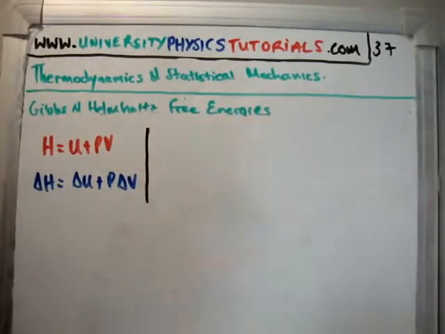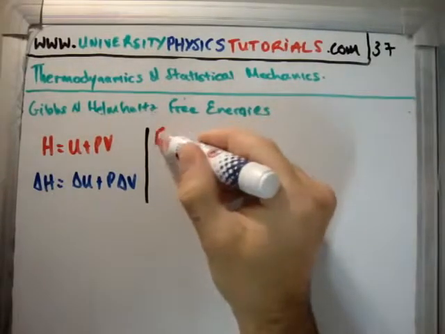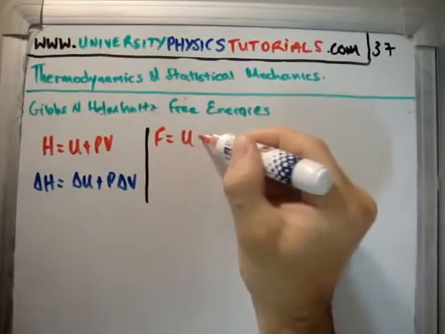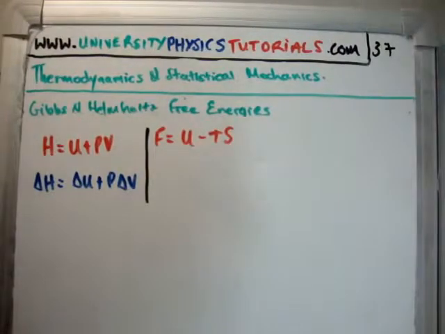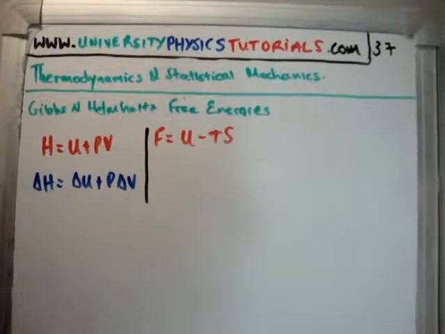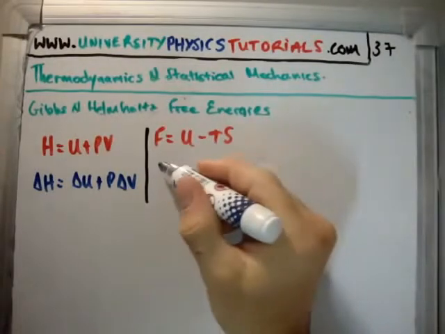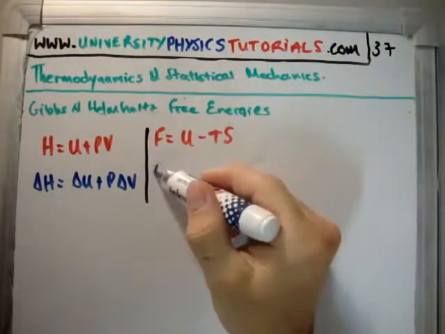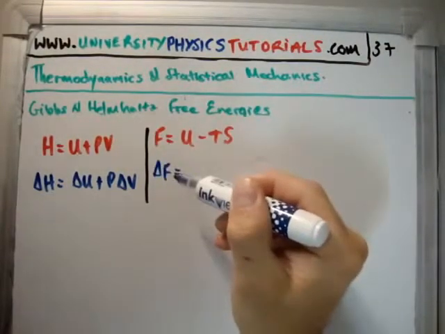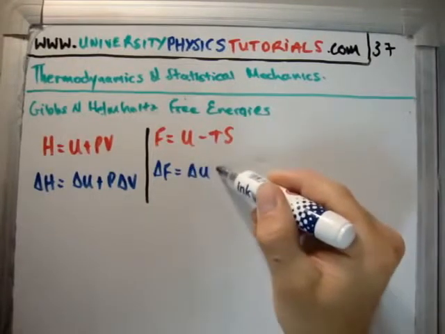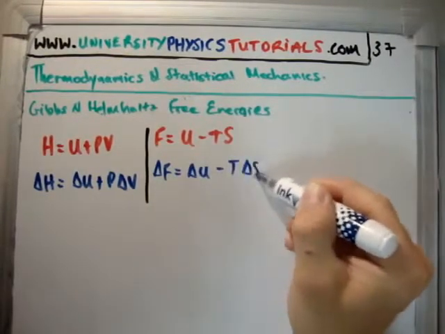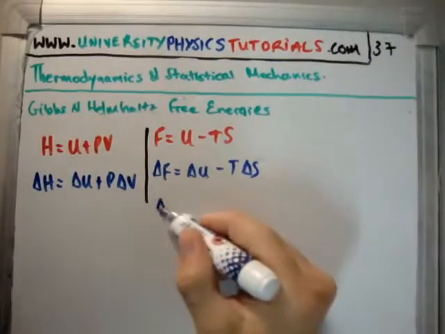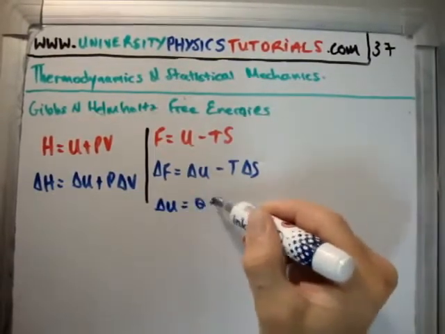So then let's look at our Helmholtz free energy. So this time F is equal to U minus T times S. Well, the Helmholtz free energy is at constant temperature, but it's also at constant volume. So that means in order to get the change, delta F is going to be delta U minus T delta S. And of course, we'll say delta U is the first law, it's going to be Q plus W.